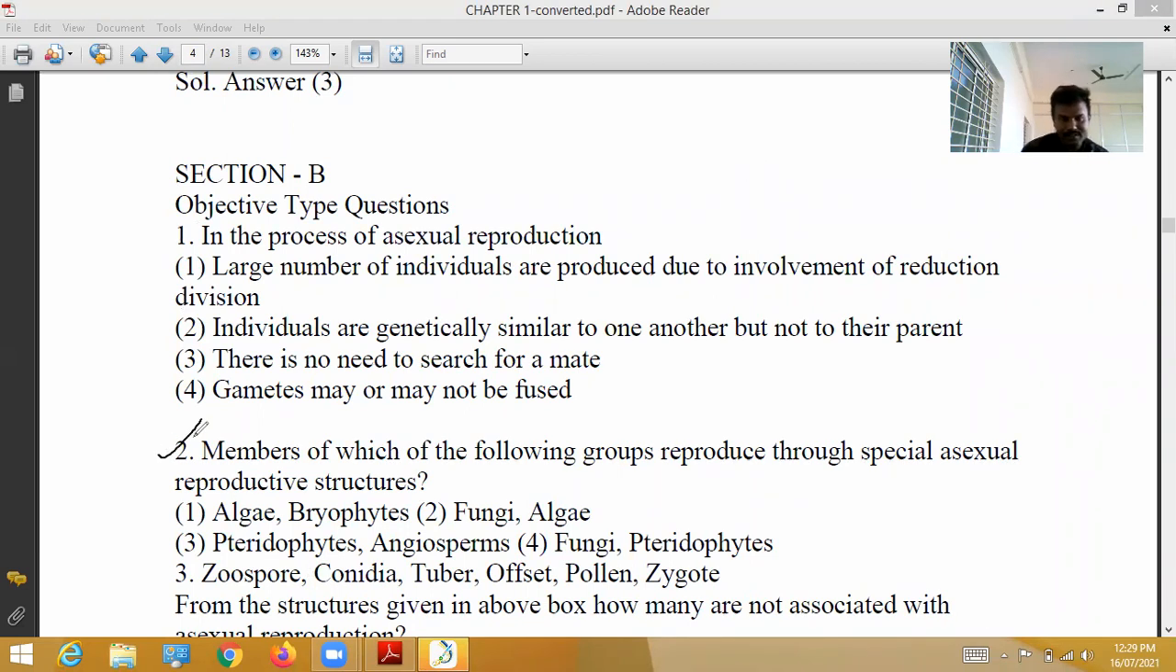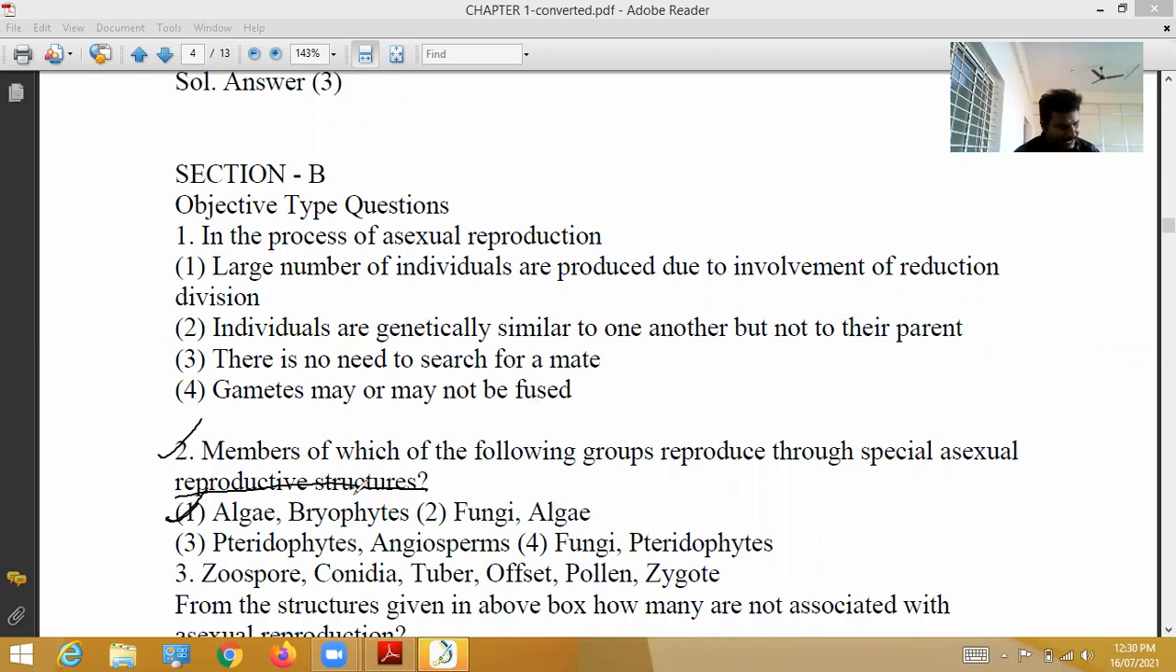Second question, read: members of which of the following groups reproduce through special asexual reproductive structures? Here, special asexual reproductive structures. What are the special asexual reproductive structures? See here, algae. Members of which of the following groups reproduce through special asexual reproductive structures? Algae, yes.